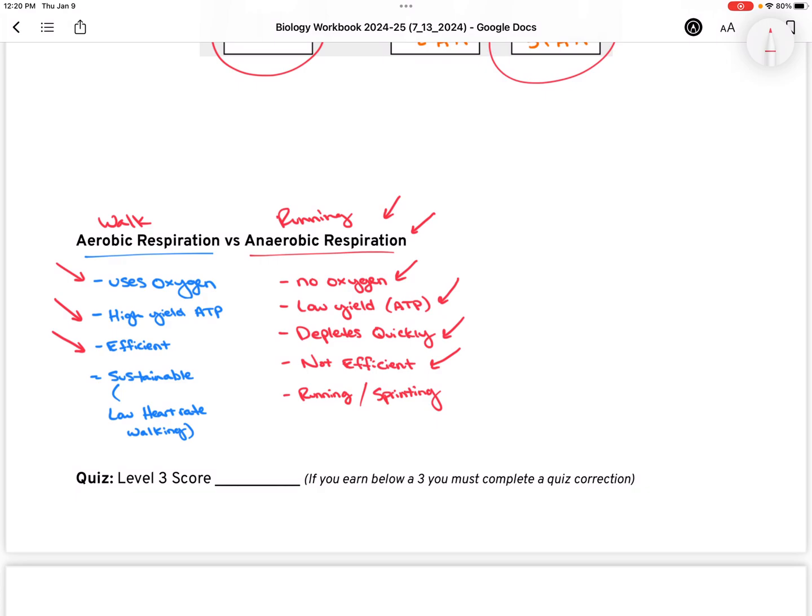If you're interested in knowing more about how that's made, anaerobic respiration is where you need to focus. But as far as this class, all I want you to do is tell me the differences between them, with or without oxygen, and how our body goes about using energy.